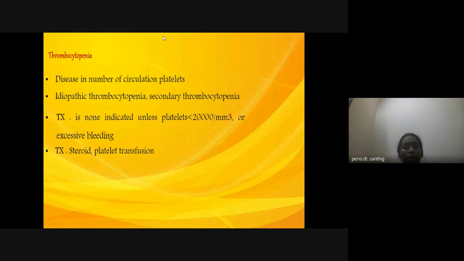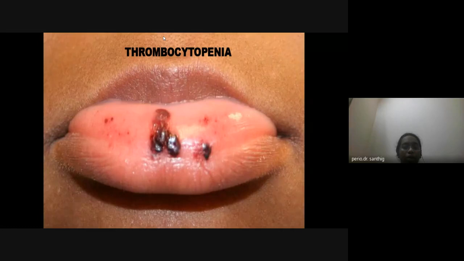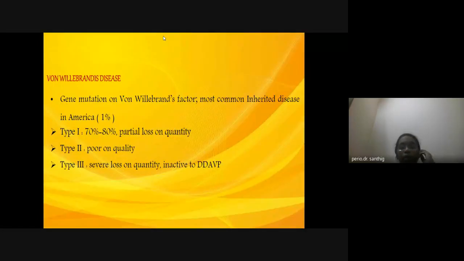Next, thrombocytopenia is a decrease in the number of circulating platelets. Examples are idiopathic thrombocytopenia and secondary thrombocytopenia. They will give a drug for thrombocytopenia patients, tranexamic acid, if platelets are less than 20,000 per millimeter cube or excessive bleeding is present. You will advise this drug, or you can give steroid or platelet transfusion also. This is the condition of thrombocytopenia.